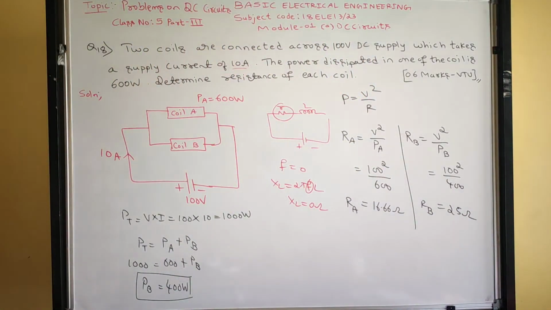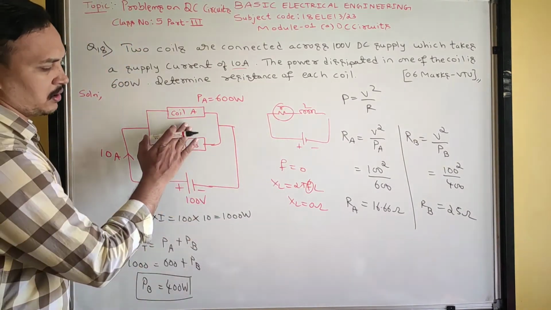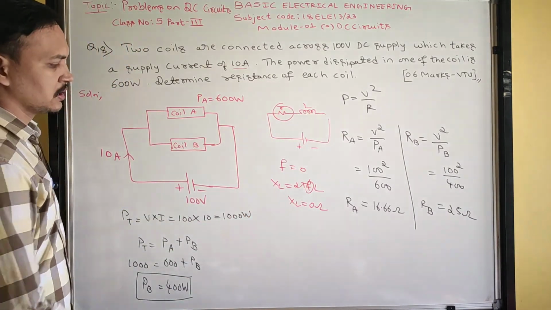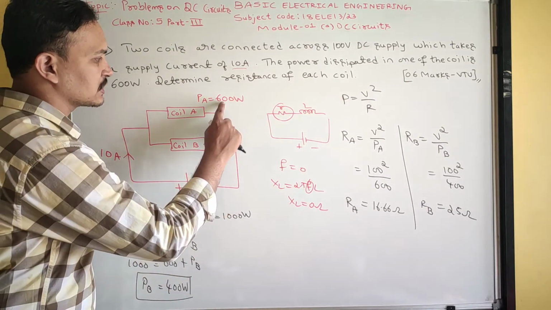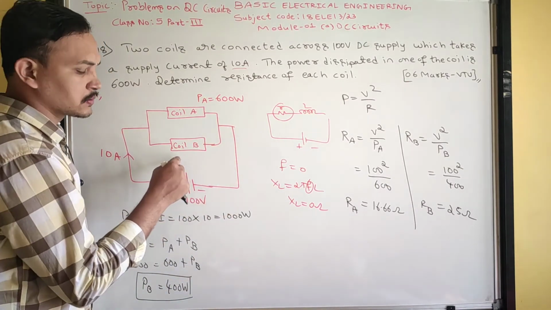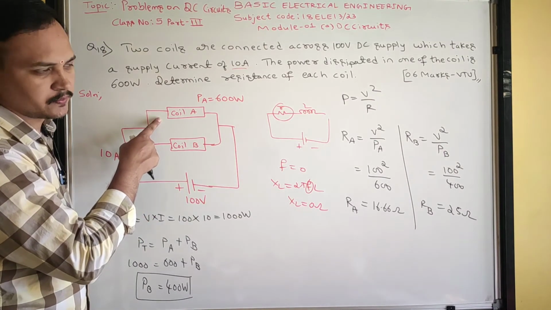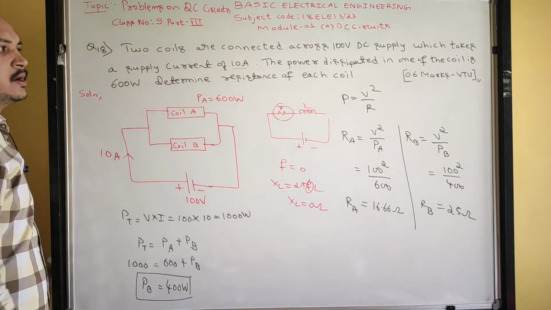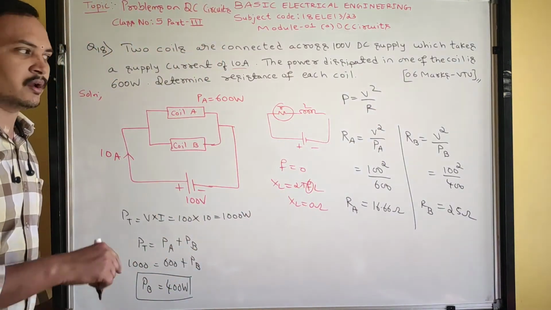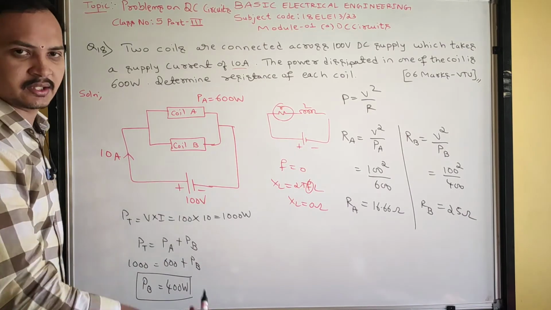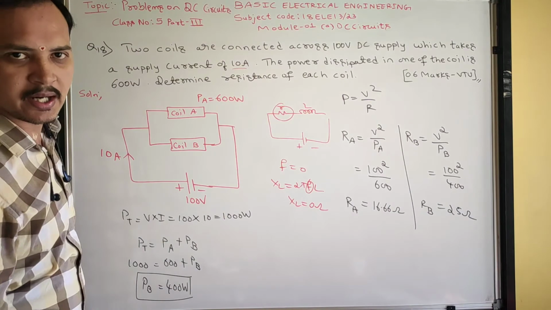Okay. So hence we calculated the resistance of each coil. The resistance of coil A is 16.66. Resistance of coil B is 25. Suppose if you had taken 600 watt for the other coil, then this will be 25 and the other will be 16.66 ohms. Okay. Got it? Because they have not specified correctly in which coil the power is dissipated. They gave only one of the coils. Hence we saw like this. If interchanged, RA and RB values will interchange.